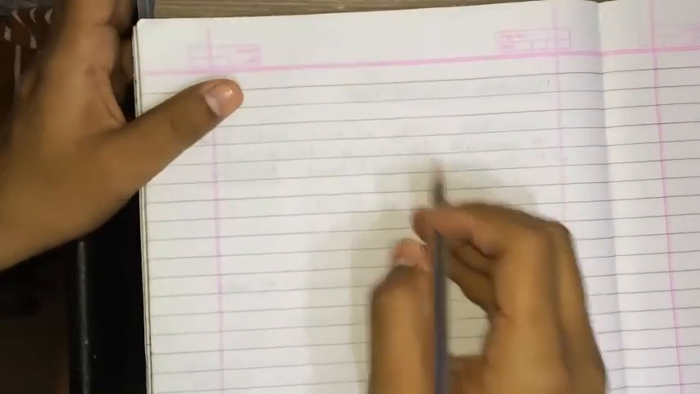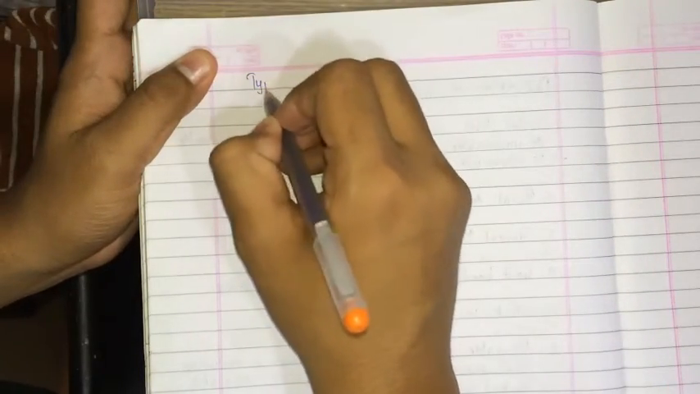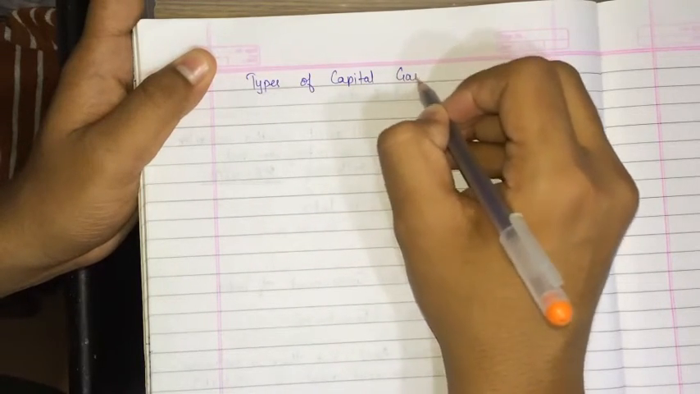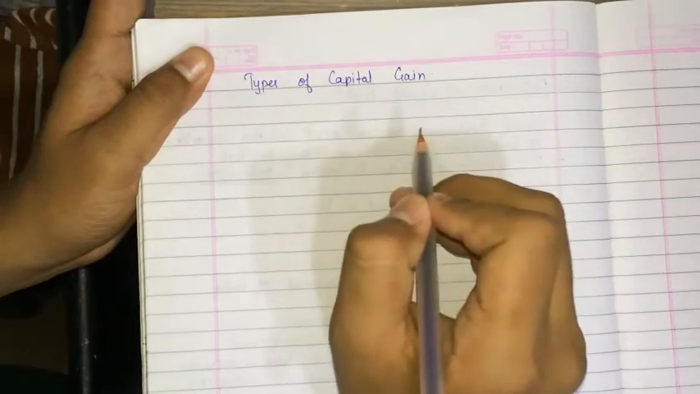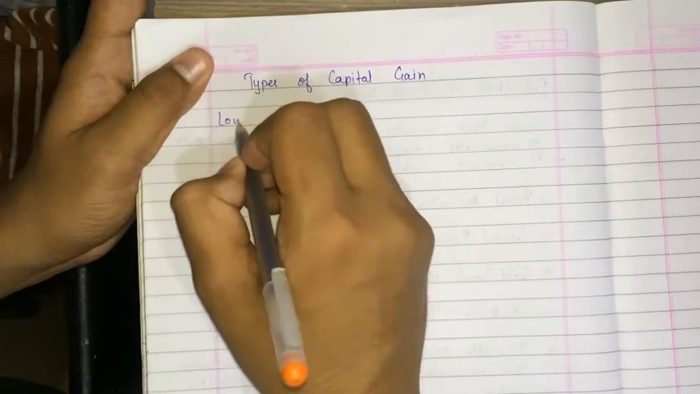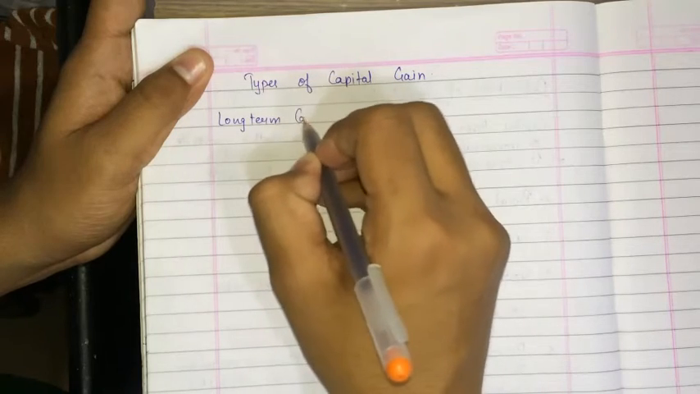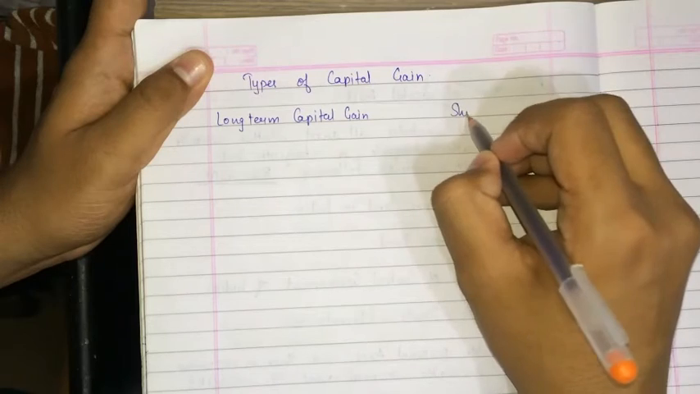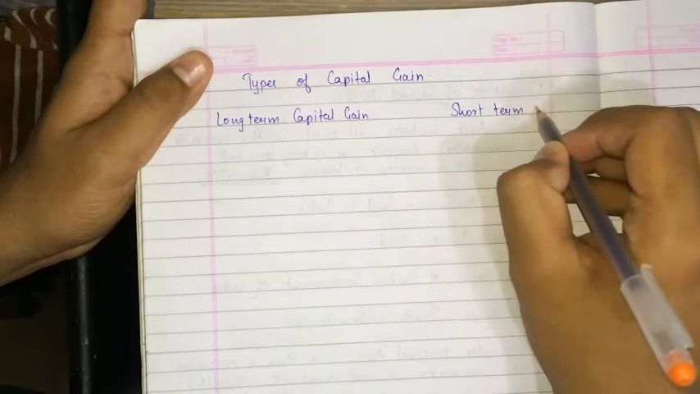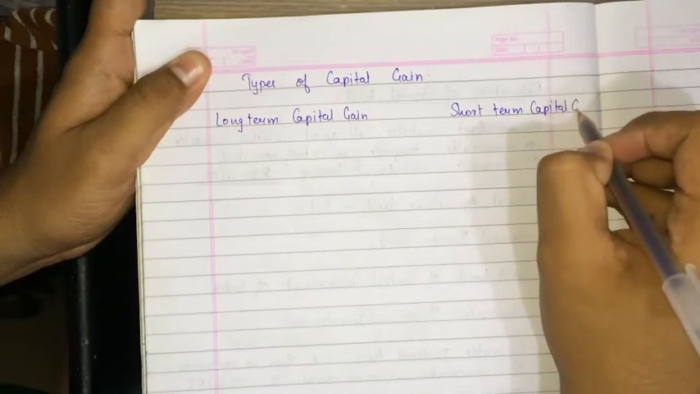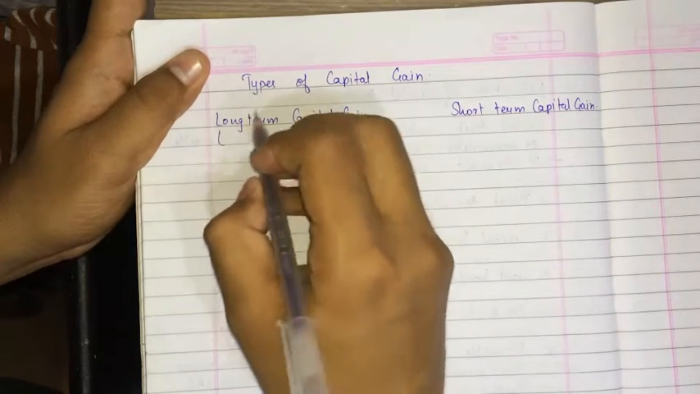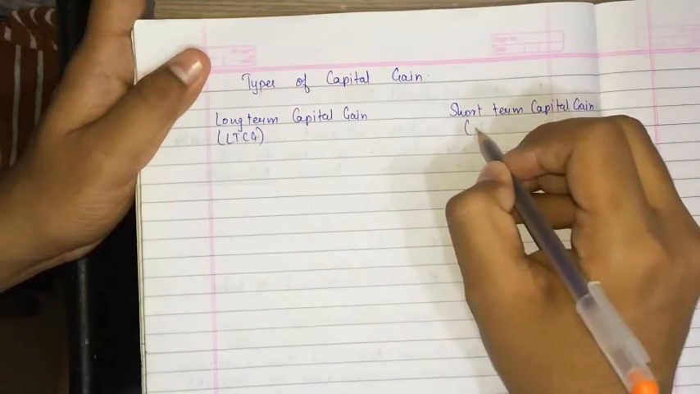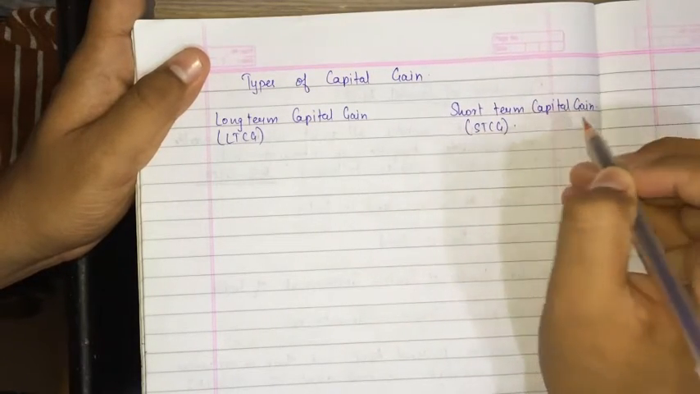So now we'll study types of capital gain. Capital gain are of two types: long term capital gain and short term capital gain. Abbreviation LTCG, STCG.